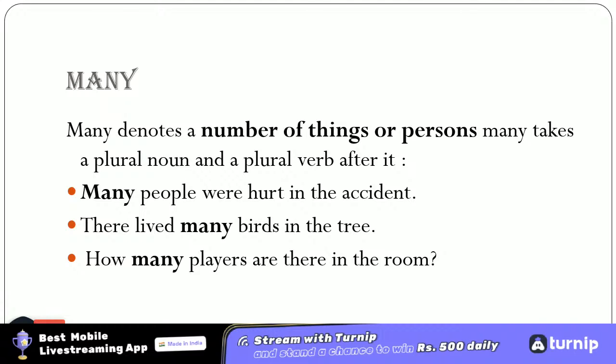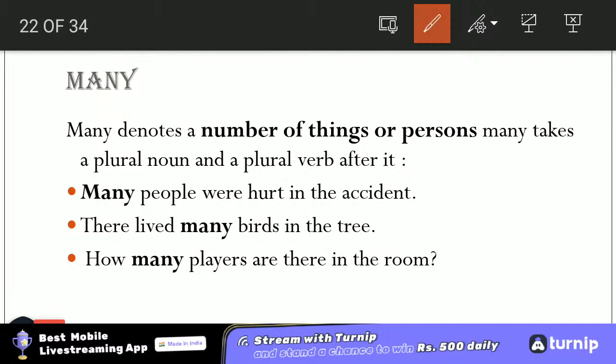So you always need to understand, after many we will have a plural noun or a plural verb. Plural मतलब बहुत ज़्यादा. So, many people were hurt in the accident. Many means a lot. We have plural after it. Were है ना, people. Next, there lived many birds. So when we have a plural verb or a plural noun, we use the determiner many. There lived many birds in the tree.